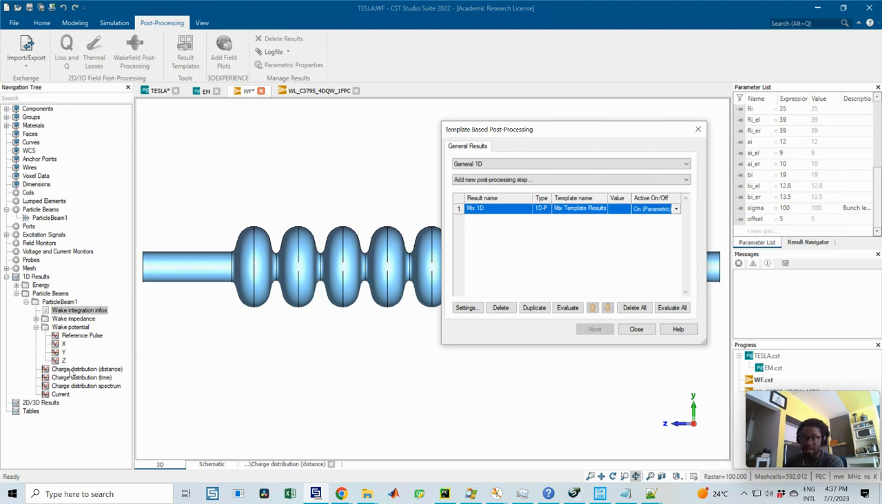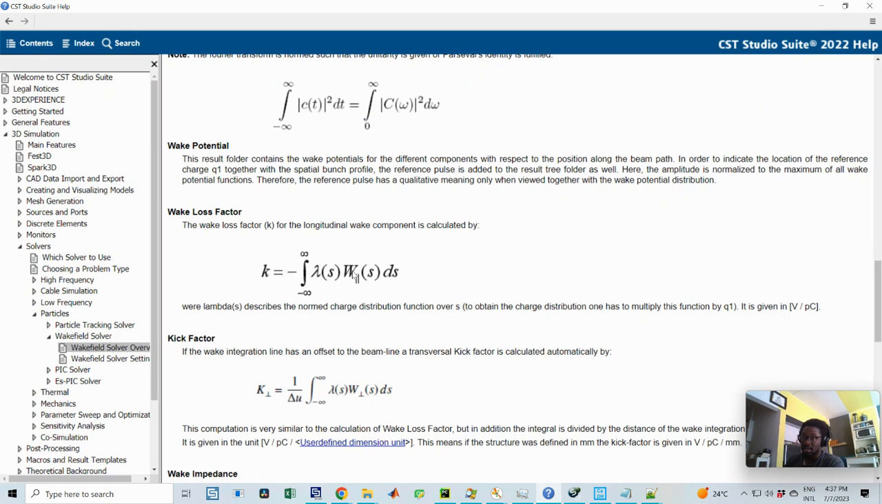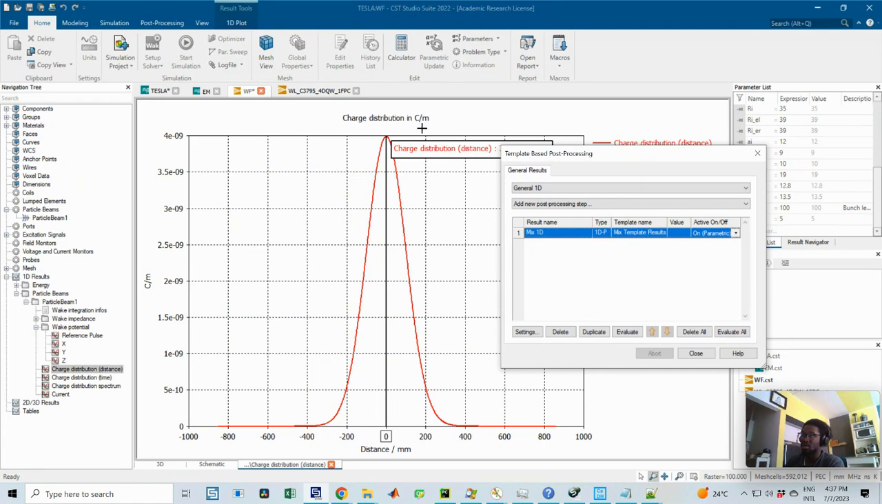If you check the charge distribution, it is given in coulombs per meter. Now we need to normalize that. So we have to divide by the total charge, because if you check your units, the wake potential is already in voltage per picocoulomb. So this should be per meter, so that when you integrate, your unit of length cancels out, and then you just have your V per coulomb. But what we have here is coulombs per meter, so we have to normalize this by the total charge. And how do we find the total charge? We integrate the charge distribution.